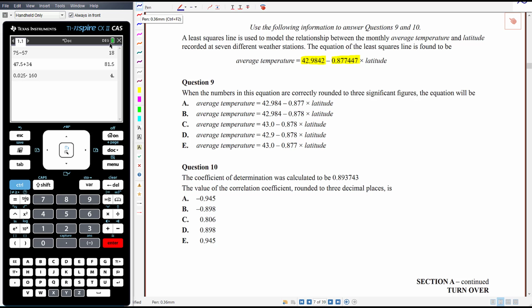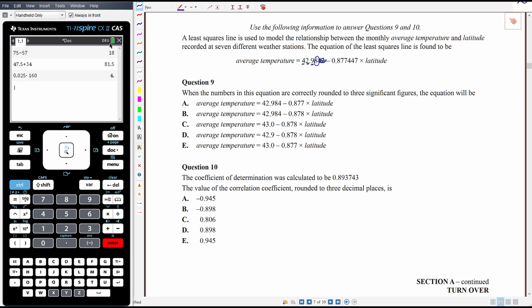So 3 significant figures. The first significant figure is the first non-zero digit. In the case of 42.9842, 4 is the first significant figure, 2 is the second significant figure, 9 is the third significant figure. We then look only to the very next digit. Everything after this becomes irrelevant. We look to the 4th significant figure, and that tells us whether we should round up or not.